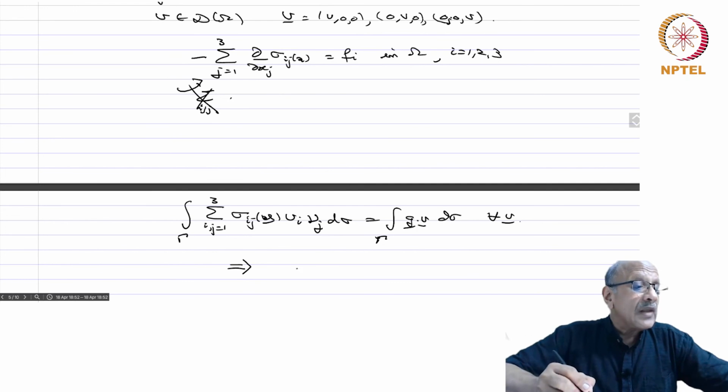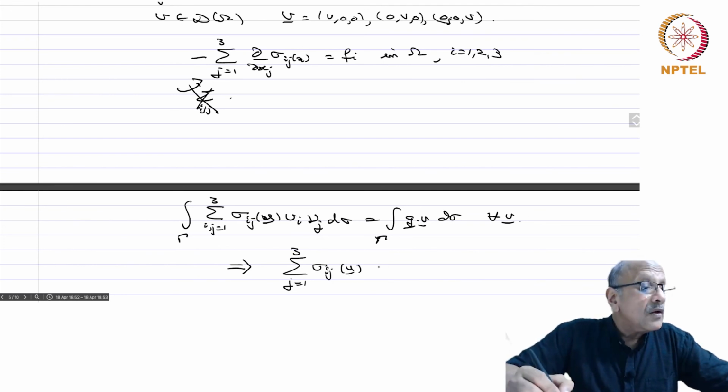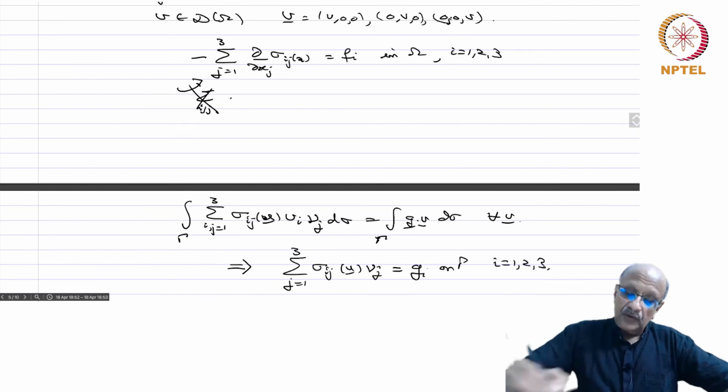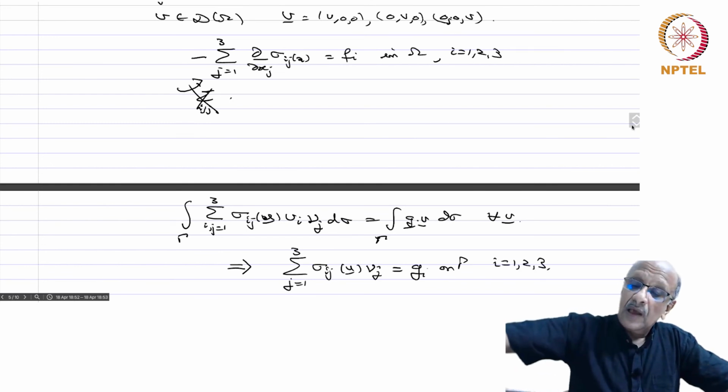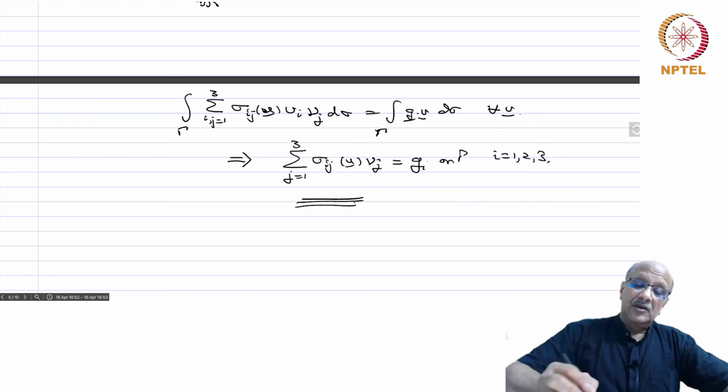you get again the sigma was missing this time again. So, this is the sum over j equals 1 to 3 of sigma_ij(u) nu_j equal to g_i on Gamma, i equals 1 to 3. So, there were various sigmas which were missing in that. So, you might have noted it already, if not please make the correction. Okay.